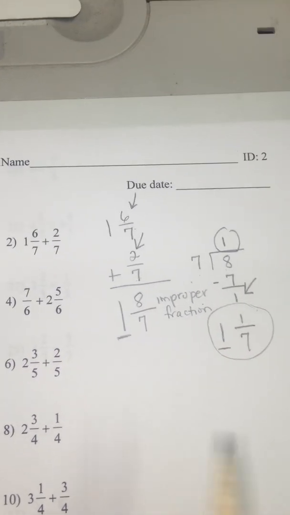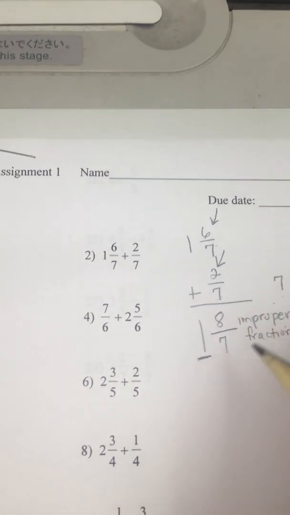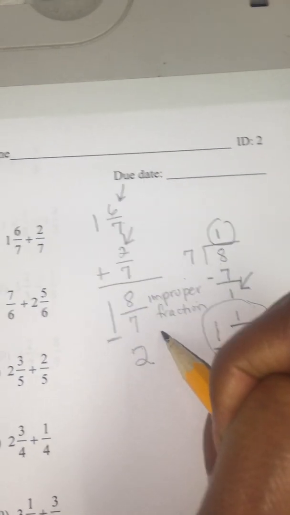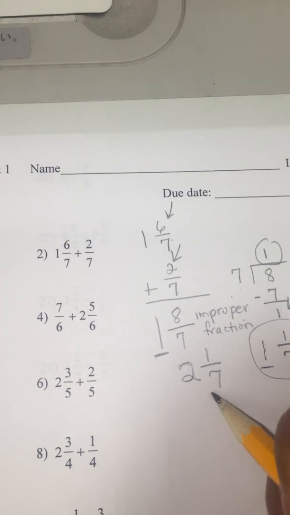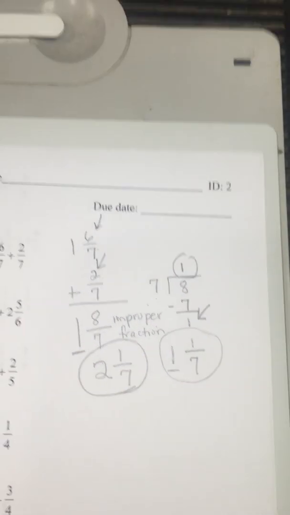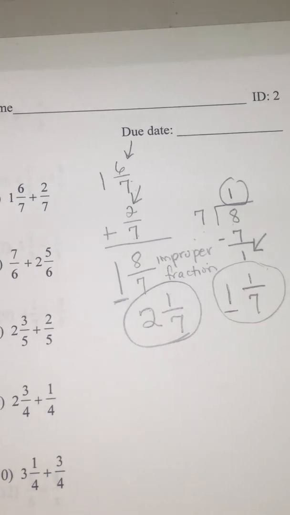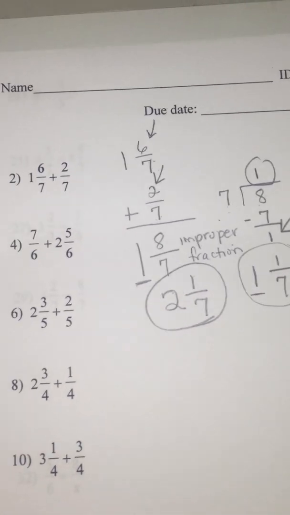So you have your whole numbers here. We want you to add those together. So this answer will be 2 and 1 over 7. And if you need to come to class, you can. I will be available on Thursday.